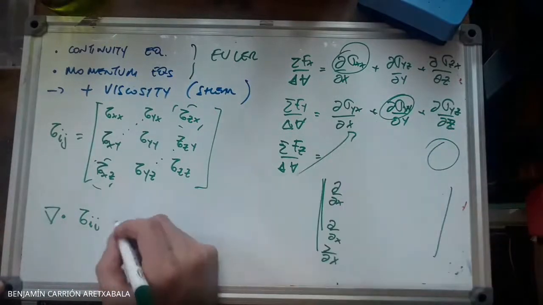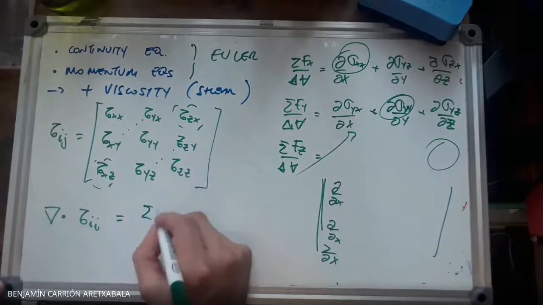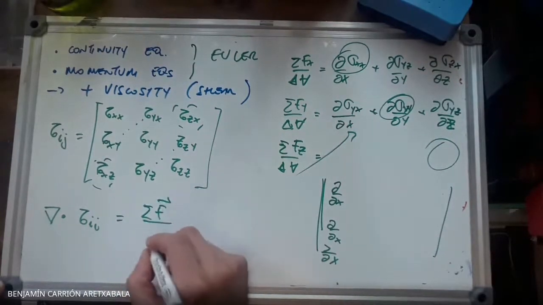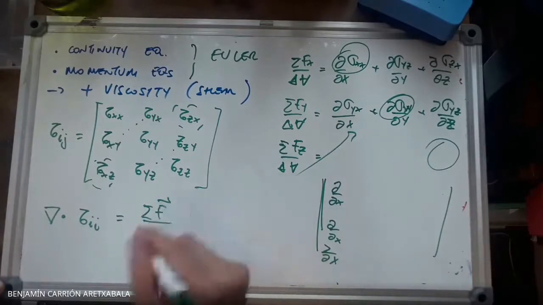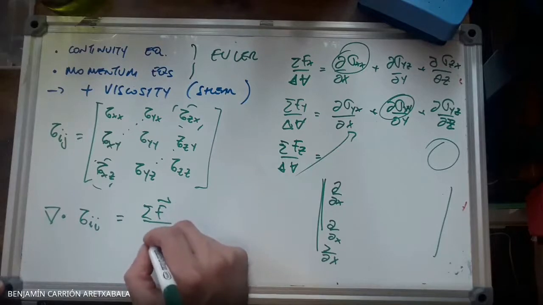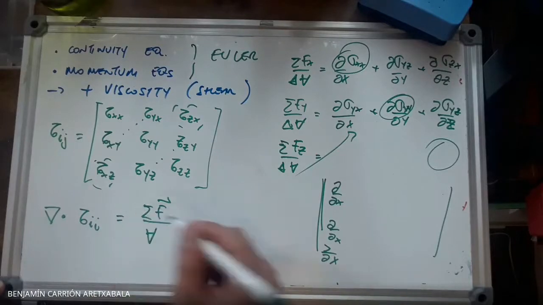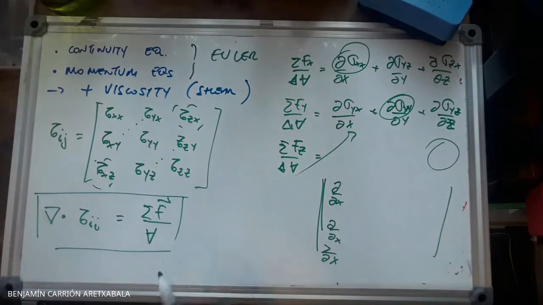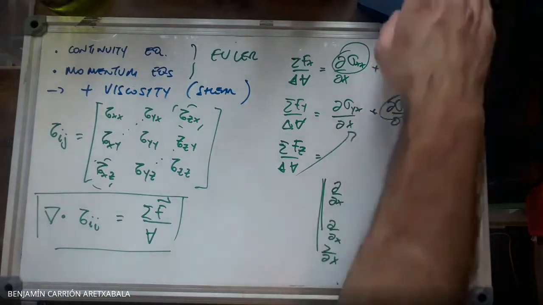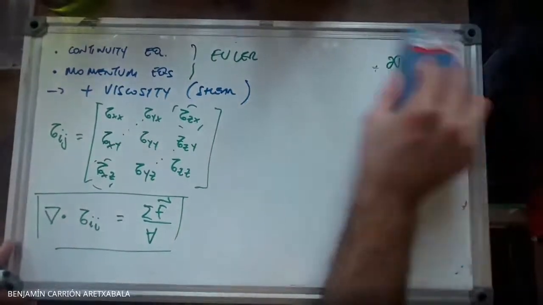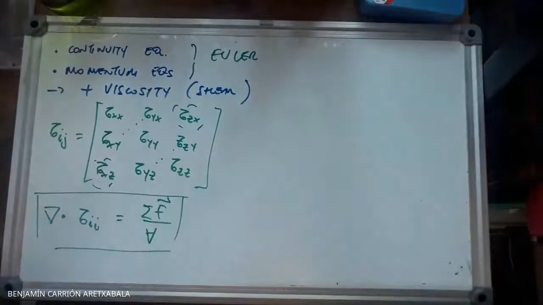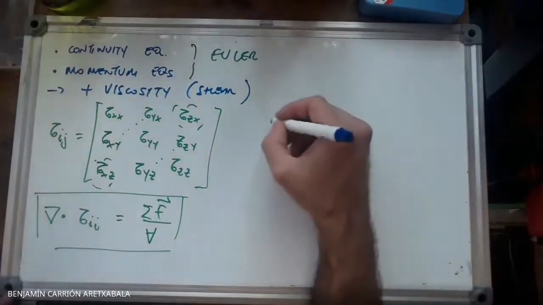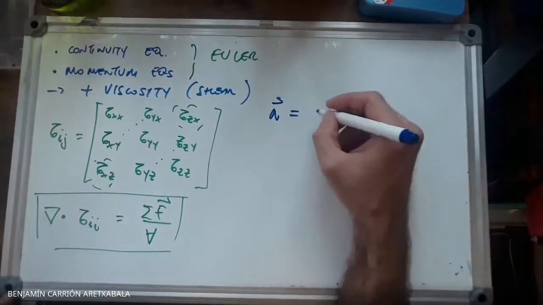So we can call all of this just the sum of forces in a vectorial form divided by the volume. Okay, and if that's so, we can just include this in our Euler equations. These are new forces that are acting due to the viscous effects. Okay, so let me just write this very succinctly.